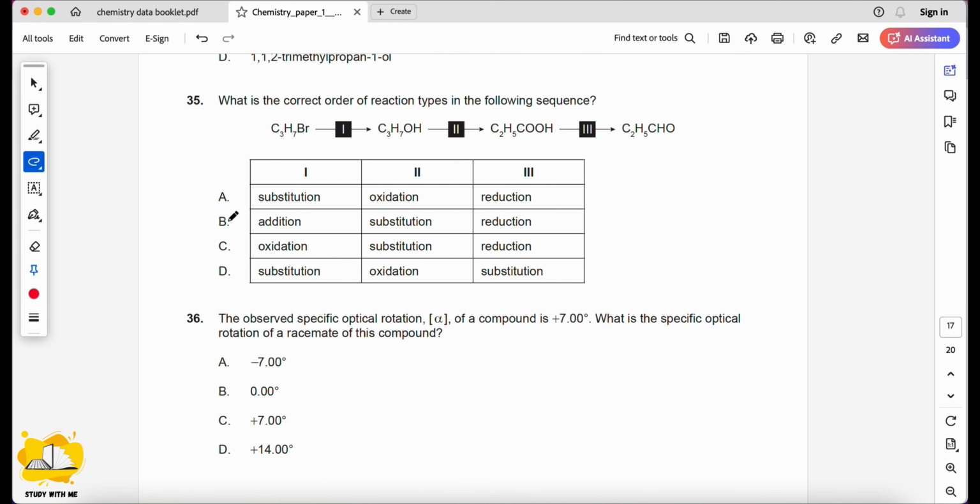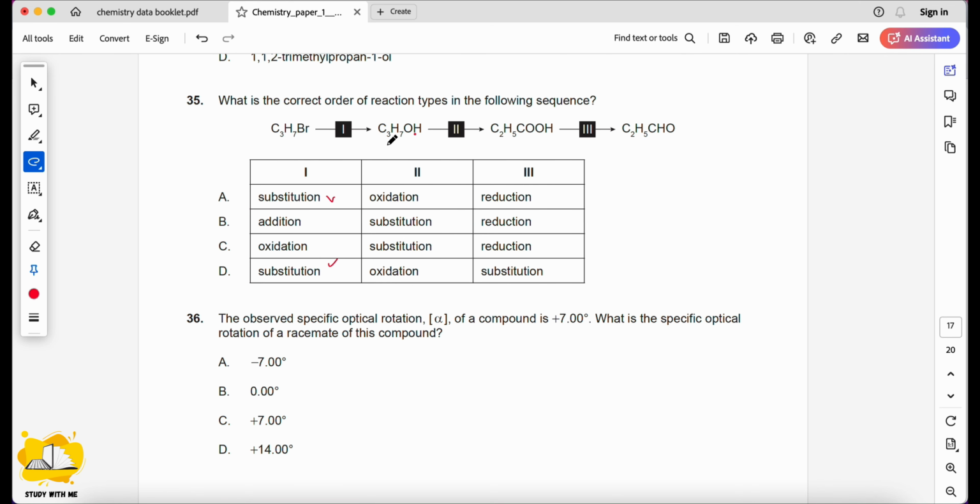What is the correct order of reaction types in the following sequence? So C3H7Br and C3H7OH, nothing is added, only OH. Br is replaced by OH, so this is definitely substitution. So it's between A and D.